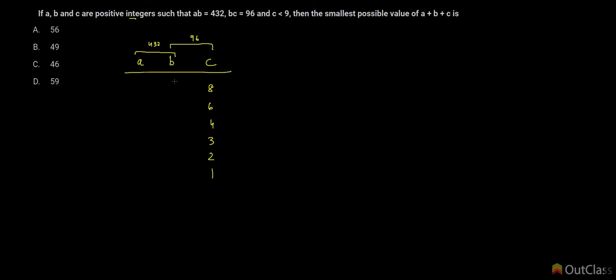Now if C is 8, then B is going to be 12, and 432 by 12 is going to be 36. If C is 6, this is going to be 16, and 432 by 16 is 27. If C is 4, B is 24, and 432 by 24 is 18. If C is 3, B is 32, and you'll see that this case doesn't work, because 432 by 32 is not an integer. If C is 2, B is 48, and 432 by 48 is 9. C equal to 1, B equal to 96, also doesn't work.